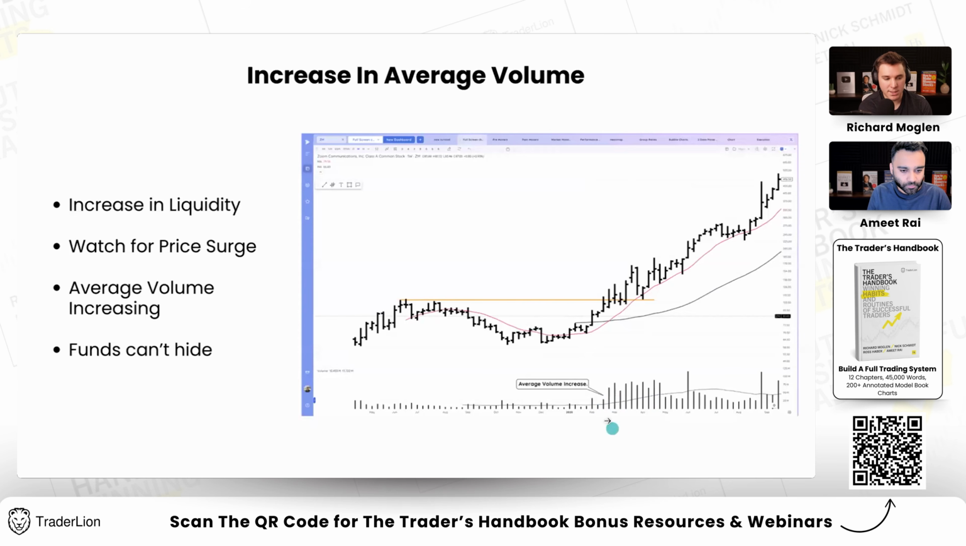And the reason for this is that funds can't hide their activity and their accumulation. They're trading hundreds of thousands of shares, millions of shares.